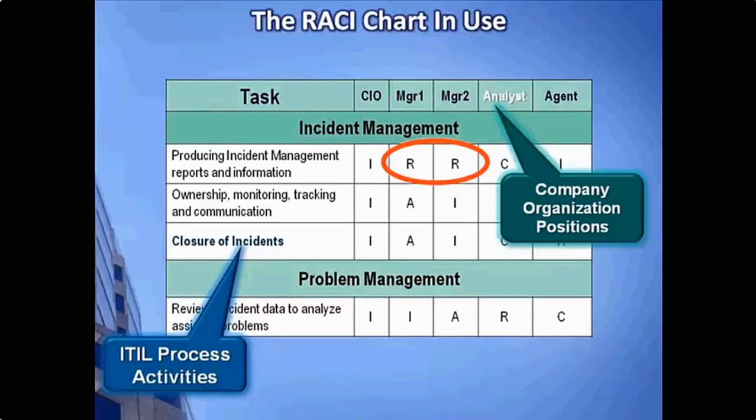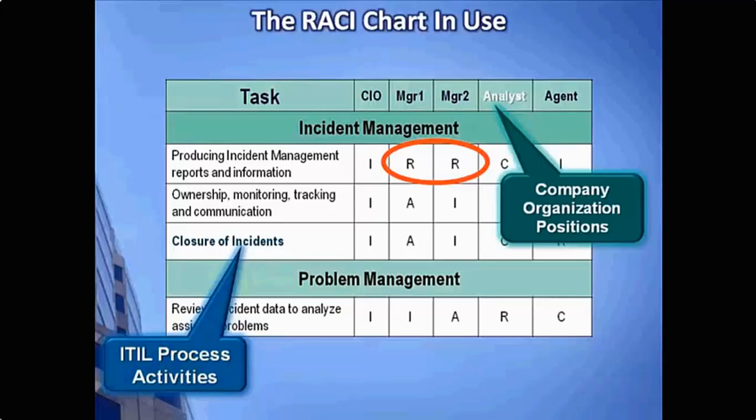Here's an example of a RACI chart in action. Each ITIL process activity is listed to the left. Your company organization positions or key roles are represented in each column. The RACI indicators are then entered into each cell. So here is a simple example. We have two ITIL processes shown here, incident management and problem management. And underneath each of these, row by row, we've identified the key activities within those processes.